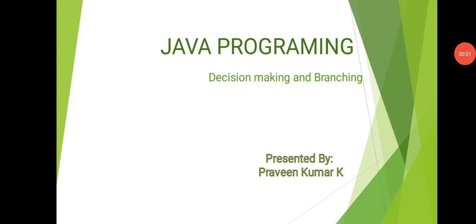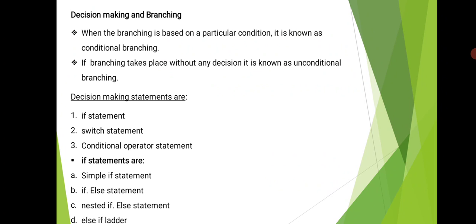Well, students, in the last session I discussed operators and expressions. In this session I am going to discuss decision making and branching. When the branching is based on a particular condition, it is known as conditional branching. If the branching takes place without any decision, it is known as unconditional branching.